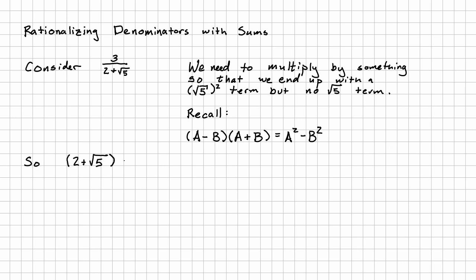if I multiply 2 plus root 5 by 2 minus root 5, I'll get 2 squared minus root 5 squared, which will be 4 minus 5, which is -1. This gives me a plan. I'd like to multiply my denominator by 2 minus root 5.